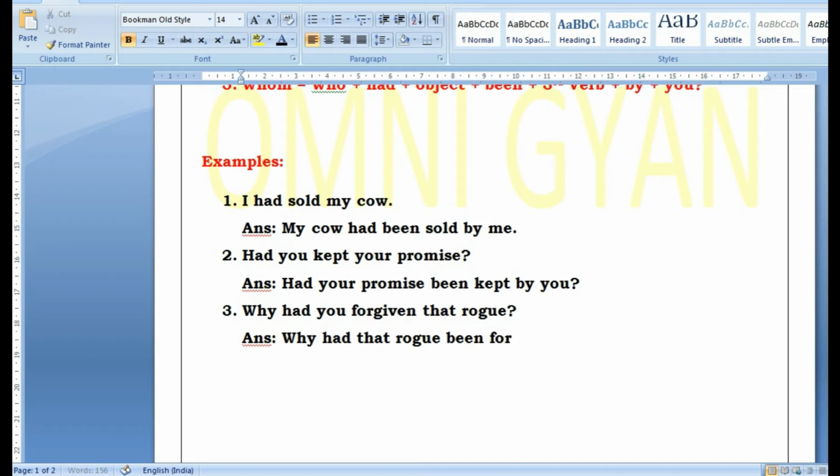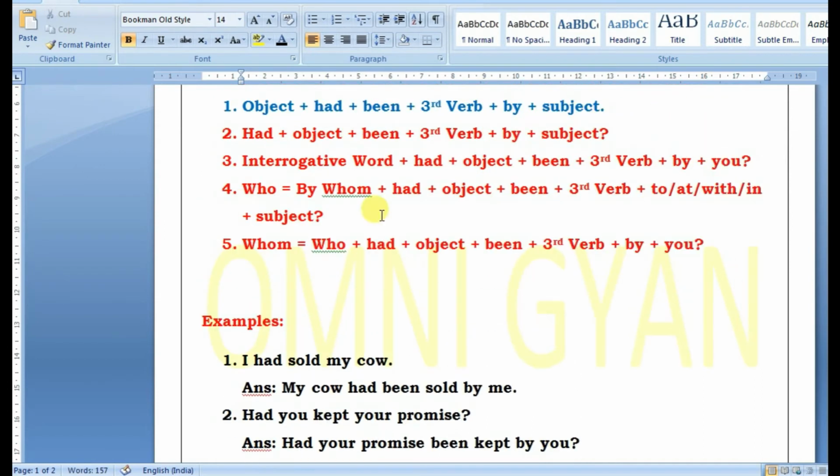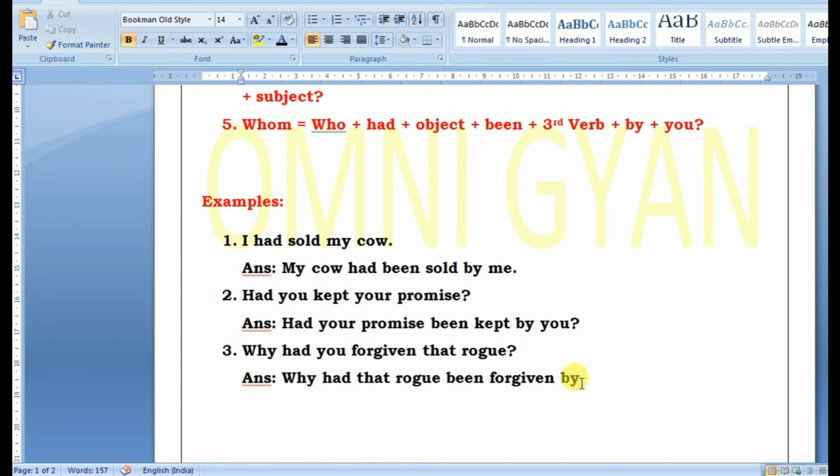Forgiven. I told you the verb in the perfect tense does not change, so this is the verb, it remains the same in the passive voice in your answer. Okay, why had that rogue been forgiven, and then "by", according to the formula. If you go by the formula, verb third form plus by plus you, and then question mark. So by, the subject is you, and then you put a question mark.